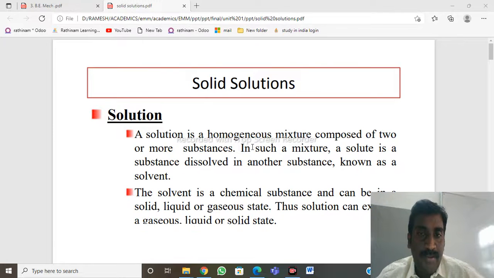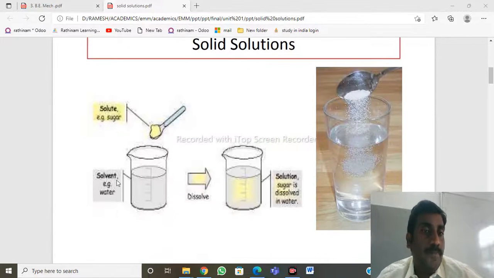We can see that in the next example. We take a glass of water, which is named the solvent, and we take a spoon of sugar. That means this is the solute. So this solute, the sugar, is going to dissolve in this water. The solvent is in the liquid state and the sugar is in the solid state. We all know that sugar is going to mix in the water.